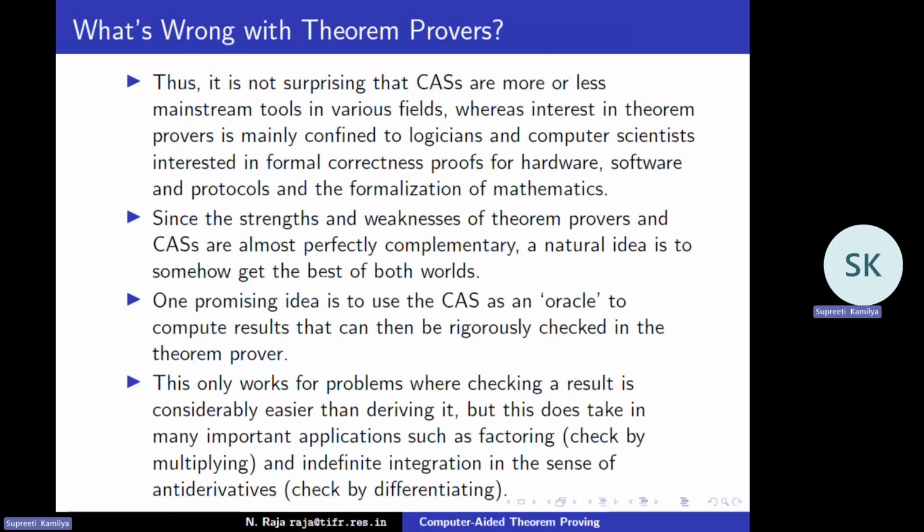So you come up with a conjecture in mathematics, and you want to be able to prove it or disprove it. So what do you do? First, use the computer algebra system as some kind of an oracle. It will test it out for you.